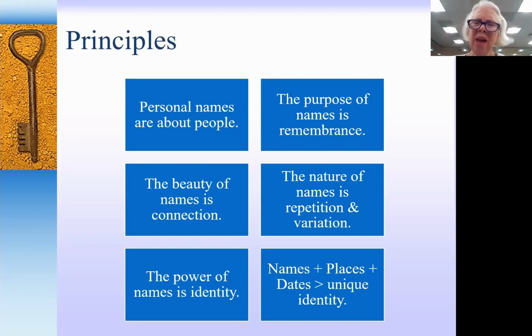What I mean by that is that if you have names and you have particular places and dates that go with those names, you can either create a unique identity or find the unique identity of someone who has lived on this earth.